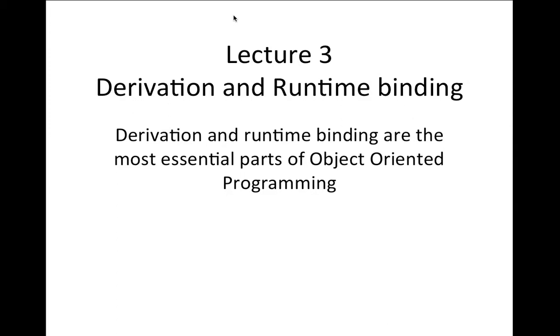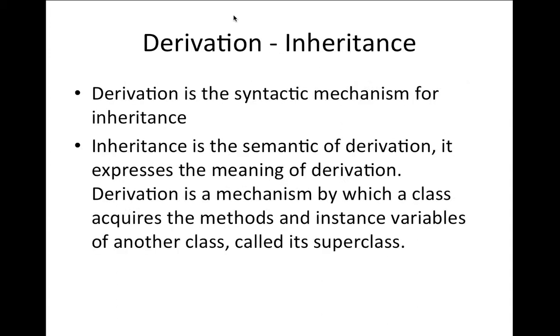So this was on derivation and runtime binding. Derivation and runtime binding are most essential parts of object-oriented programming. What do I mean by derivation? Well, it's inheritance, to derive one class from another. So it's a semantical mechanism for inheritance, and we've seen before it's that colon and then space and then the next object. We don't actually put access methods associated with it. It's assumed to be public. And the inheritance is semantic derivation. It expresses the meaning of the derivation.